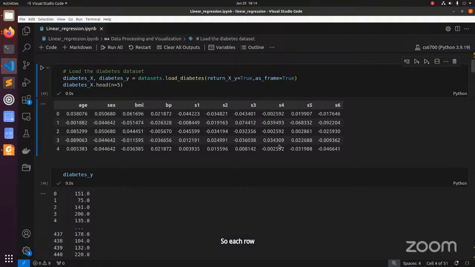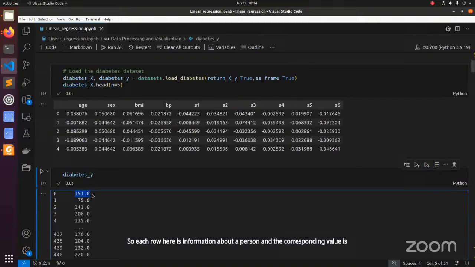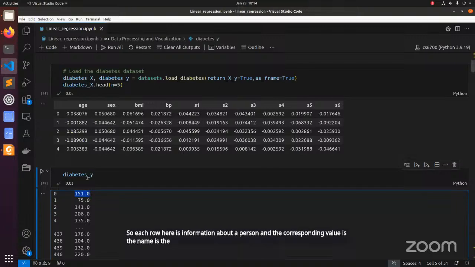Okay. Anyone else? Each row here is the information about a person, and the corresponding value is the label, the information about that person: how much diabetes does this person have?